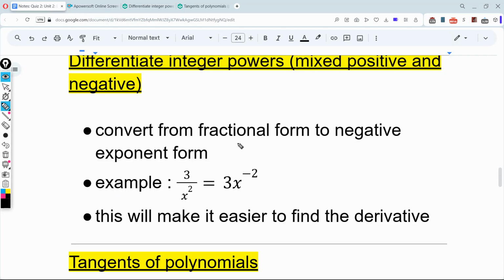You want to convert from fractional form to negative exponent form. For example, if you have something like 3 over x squared, you want to convert that to 3 times x to the negative 2. This will make it easier to find the derivative. If you recall, if you have 1 over x to the power of a, if you move that whole thing into the numerator, that's going to equal x to the negative a. So this is the form you want it in, and that will make it easier to find the derivative.